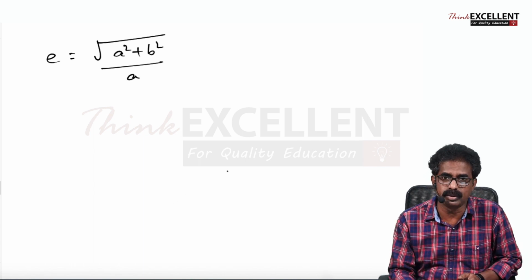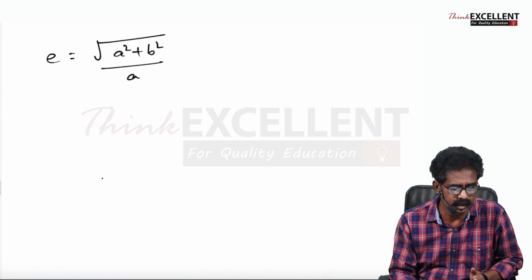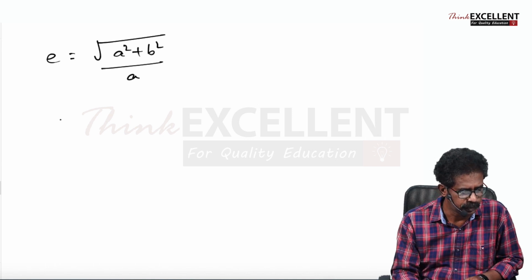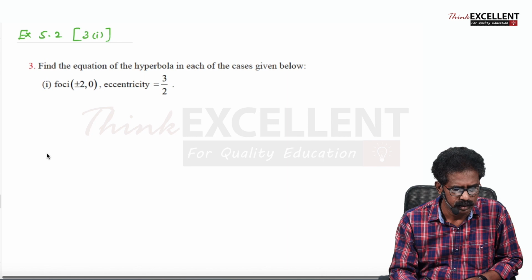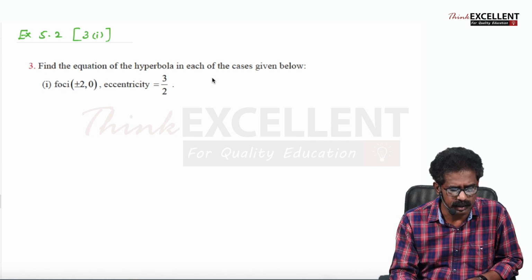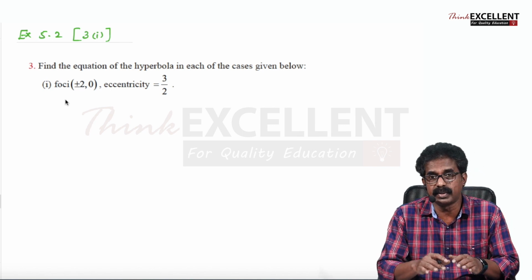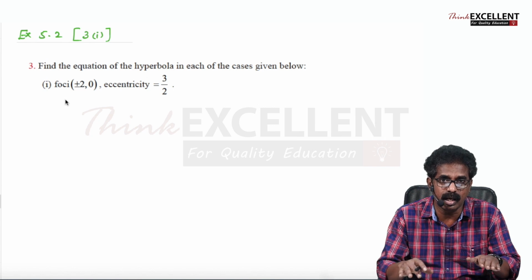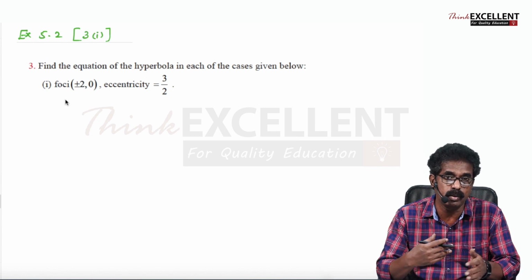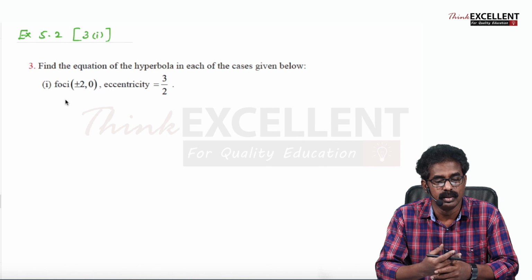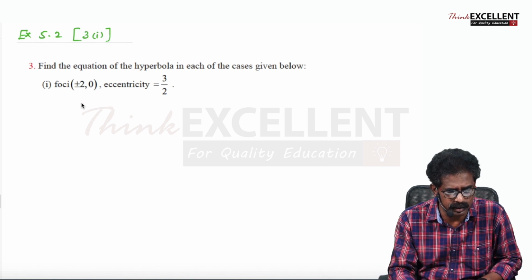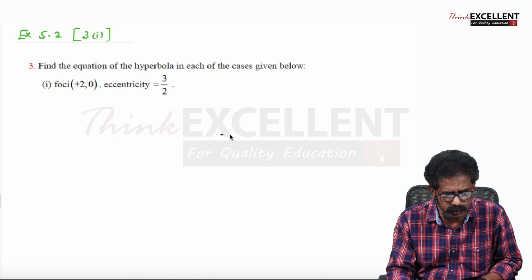Now, two types of question. One, framing the equation. Find the equation of the hyperbola in each of the cases given below. The first one, foci given. Which type: whether the transverse axis is along or parallel to the x-axis or parallel to the y-axis. So there are two types. For that you have to plot the points, foci plus 2 and minus 2.